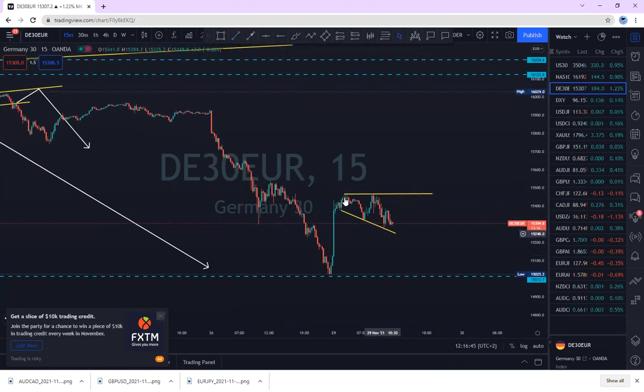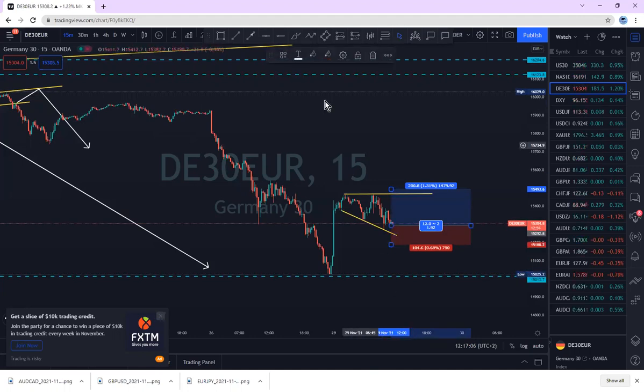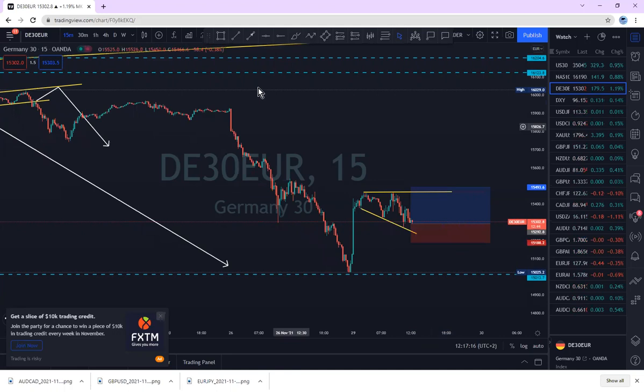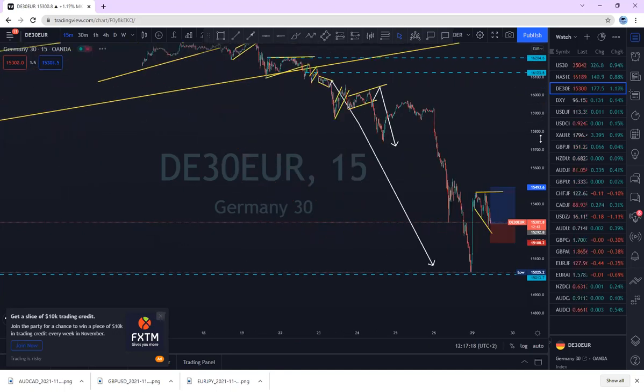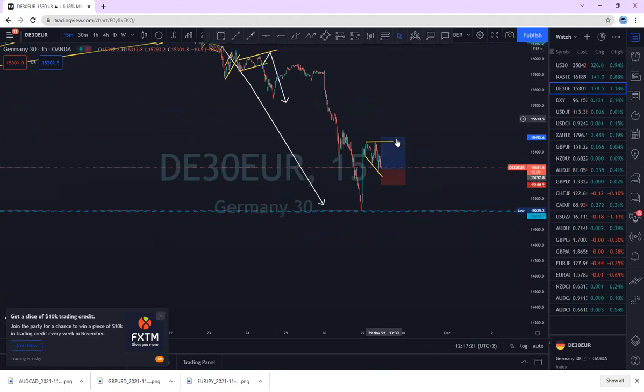So Ger30, if it breaks out of this structure, it means we're going to continue to the downside. But for now, I will take a risk and then buy somewhere below it. Stop loss is going to be somewhere below here, and then take profit. I can't really say hold this one for that long.